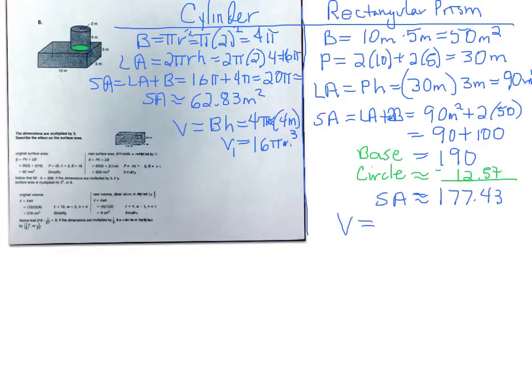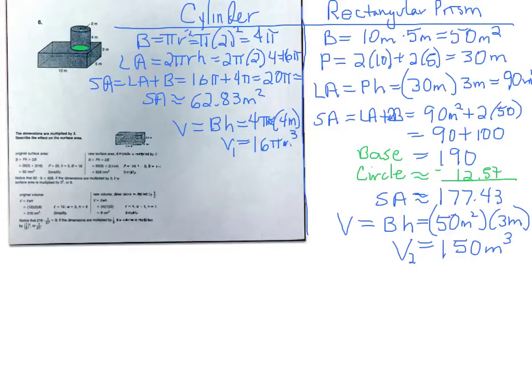And now the volume. Volume is just area of the base times the height. Area of the base is 50, we got that, times the height of that prism, which is 3 meters. You multiply that, that's 150 cubic meters. So that's the volume. This is volume 2, and that was volume 1.